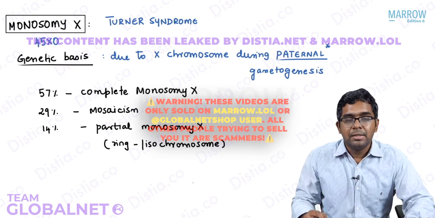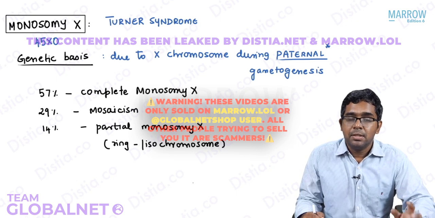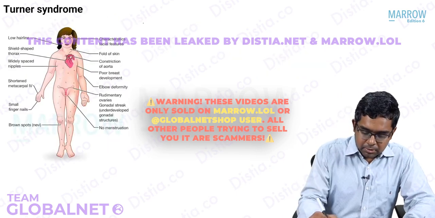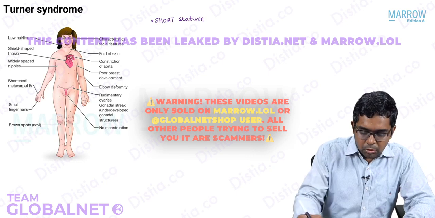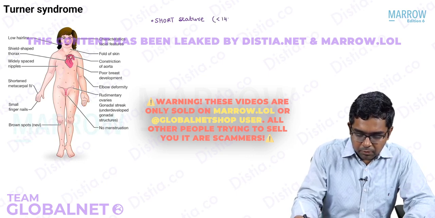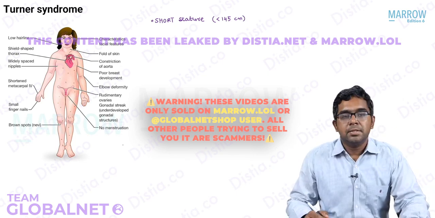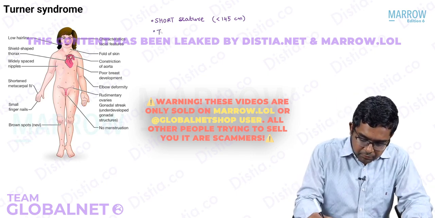Now we are going to look at the important clinical characteristics of a child with Turner syndrome. The most striking feature in a child with Turner syndrome is the short stature. Usually the height of these children is less than 145 centimeters even in the adult age. So one is the short stature. Next is about the external appearances. They have a triangular face.